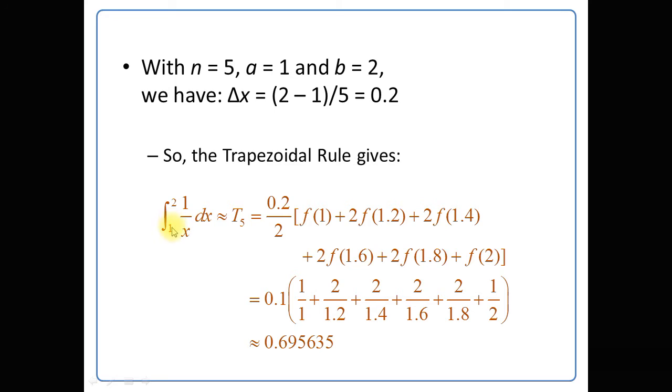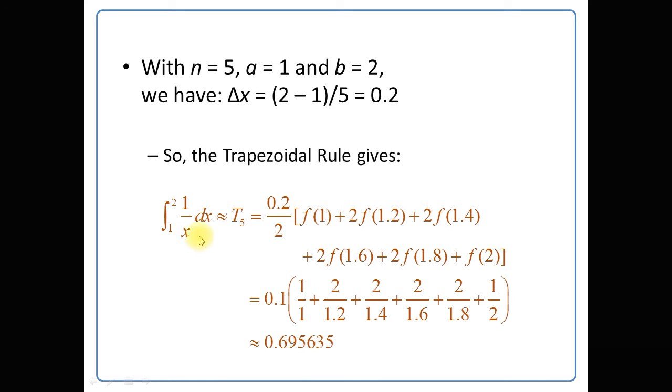Dear students, I would like to tell you the procedure again. This is the first value of the interval and this is the last value of the interval. Put this 1 and this 2 in the given function, but this first value and the last value will not be multiplied by 2. Now put the other values of x according to the step size. The first value is 1 and the next value is 1.2, then 1.4, 1.6, 1.8 and the last value is 2.